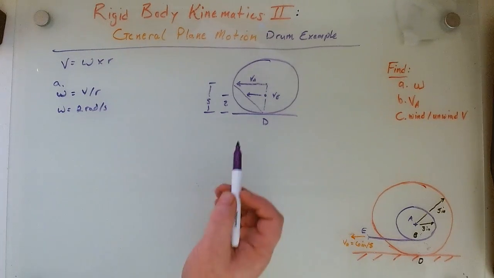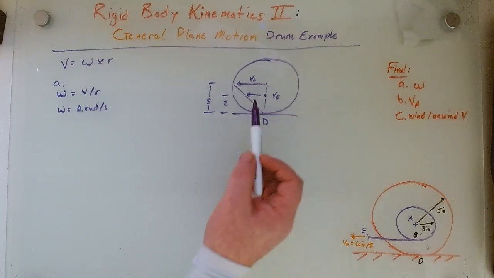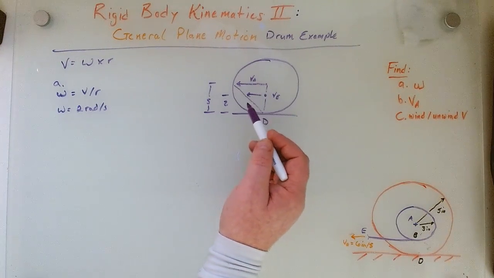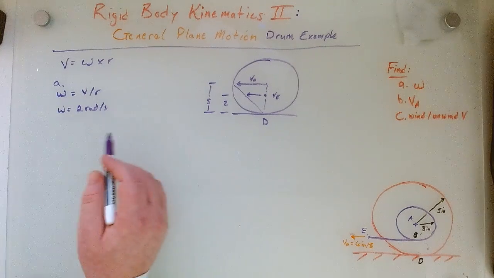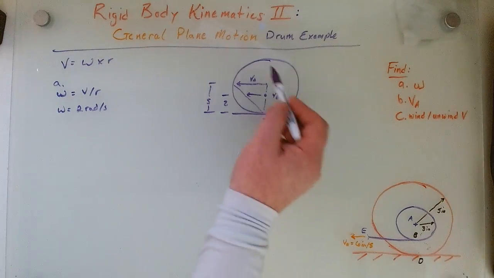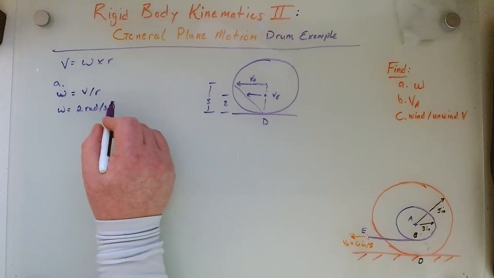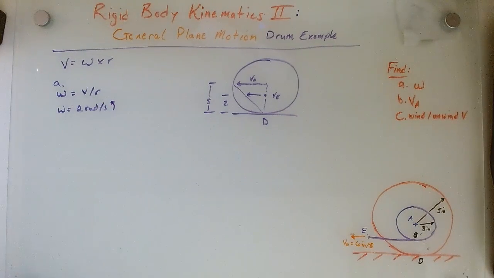And if we are translating this way, VA is bigger, then it is going to be rotating like this, right? So let's say in this direction. All right. Hey, you know what? Let's switch pens.